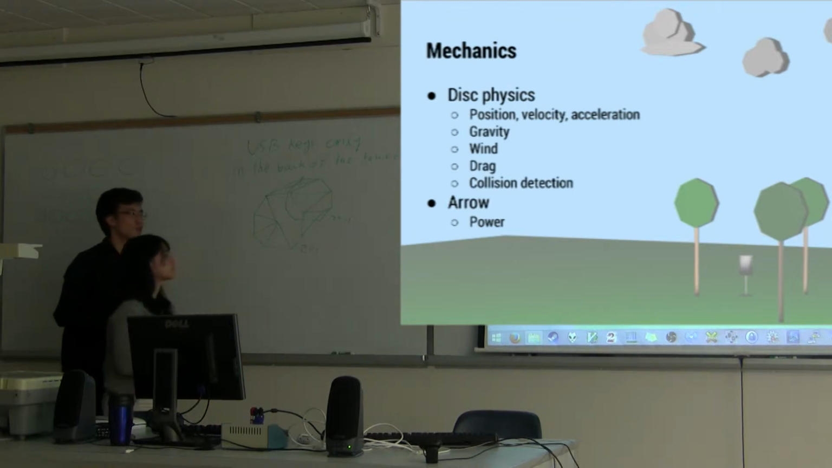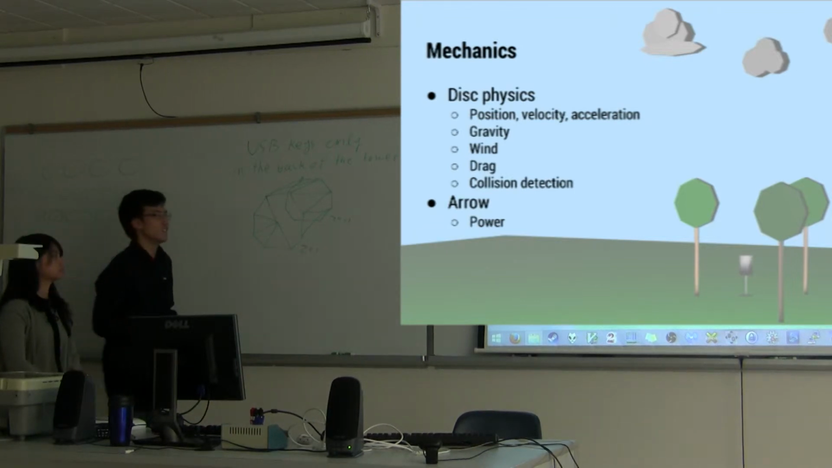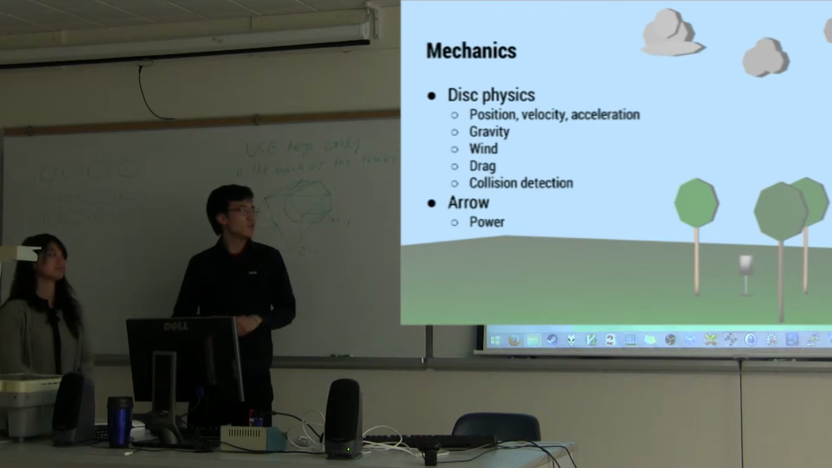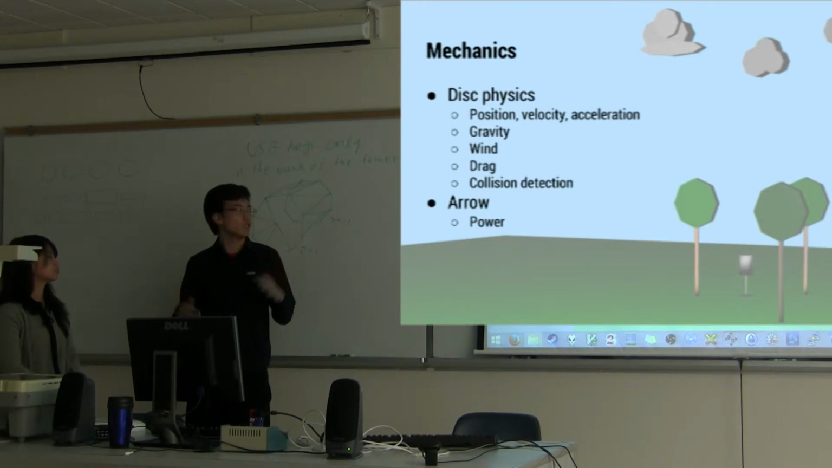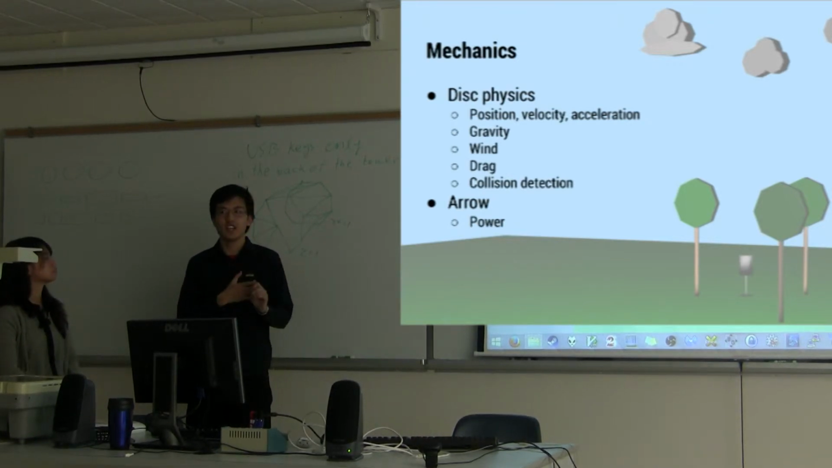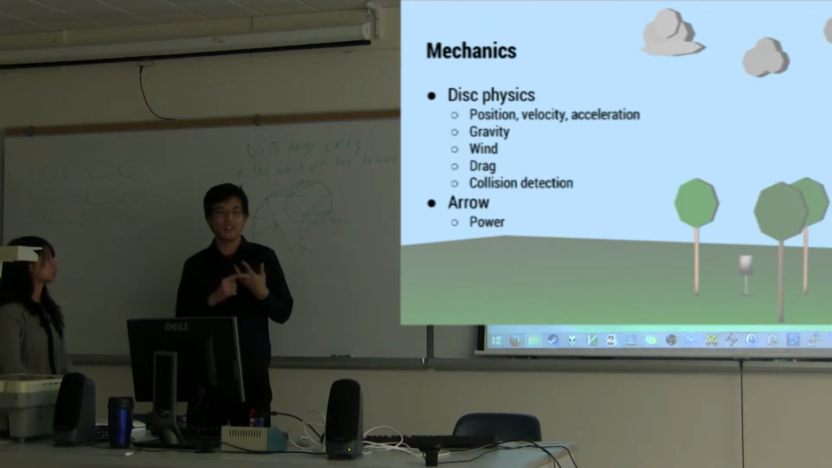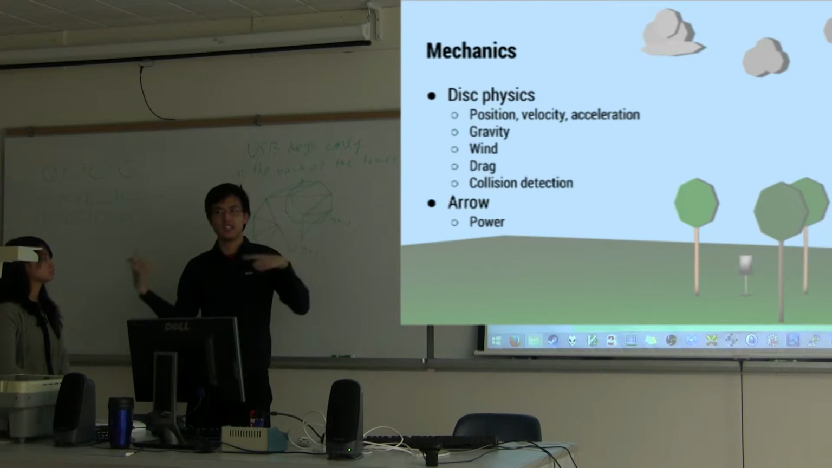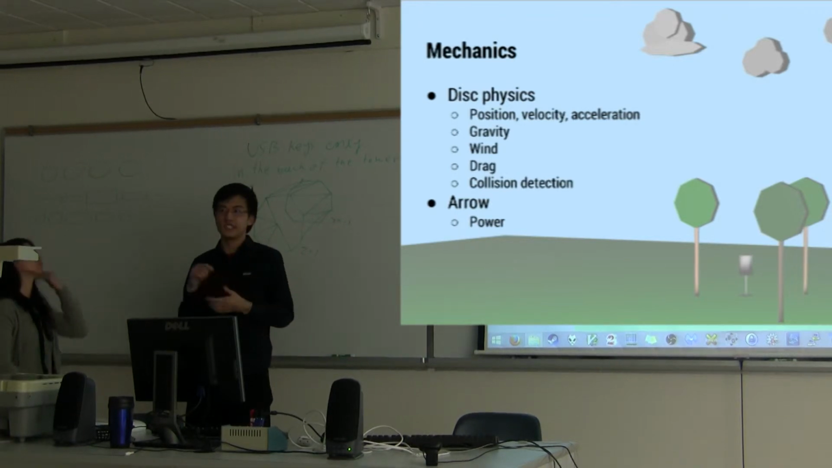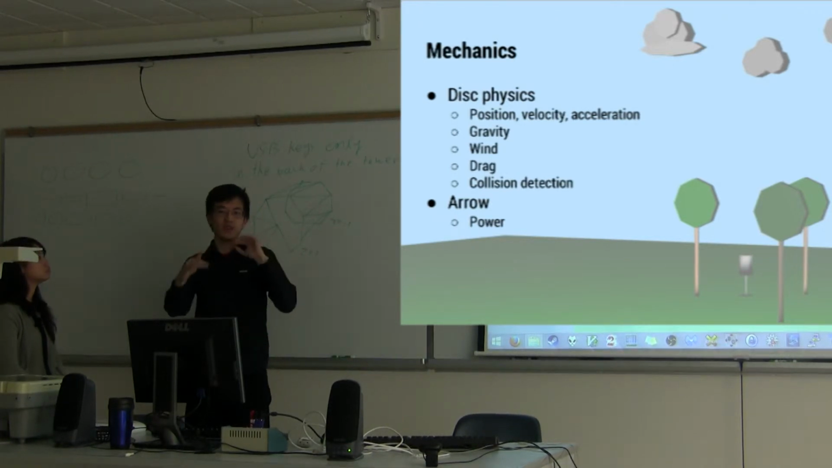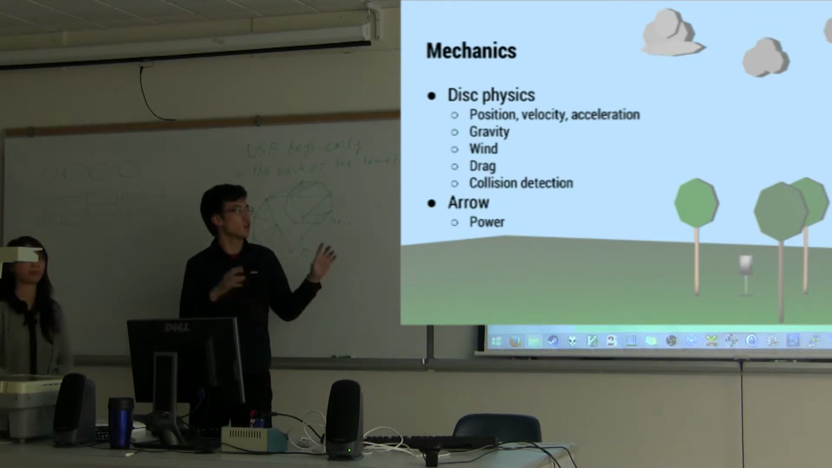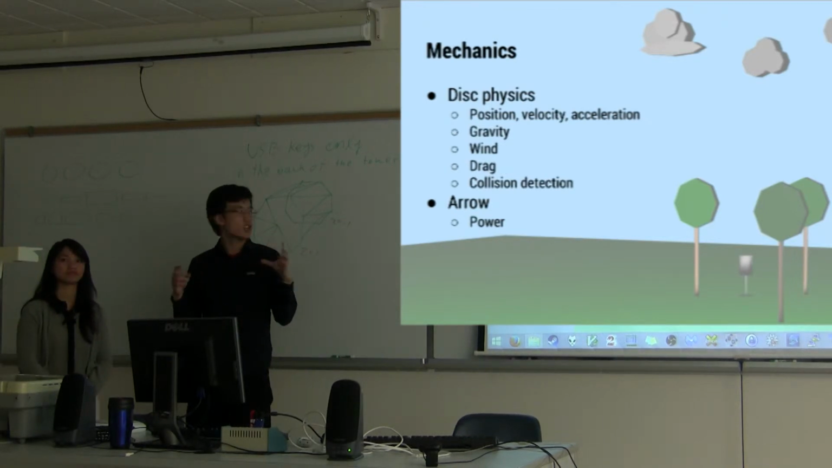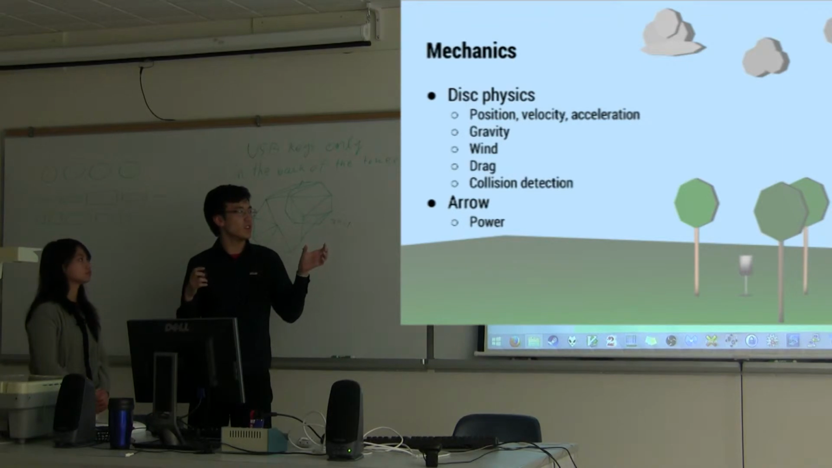Okay, so just a bit about the mechanics of the disk. We have position, velocity, and acceleration that are changing with the disk, and our acceleration includes three components. We have gravity acting down upon it, wind, just the random wind vector that's generated in any direction, and wind resistance or drag that will slow down the disk. So those are incorporated into the acceleration, so our velocity is dependent on the acceleration, and position is dependent on the velocity.